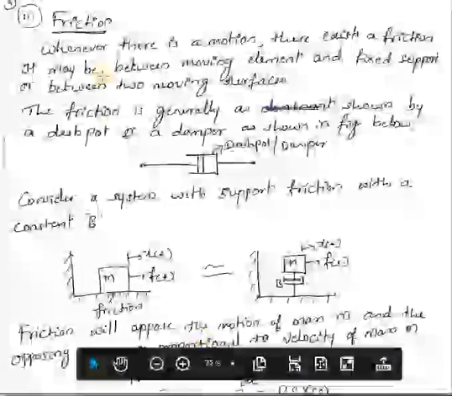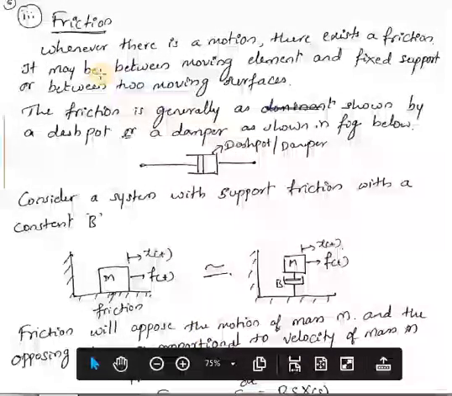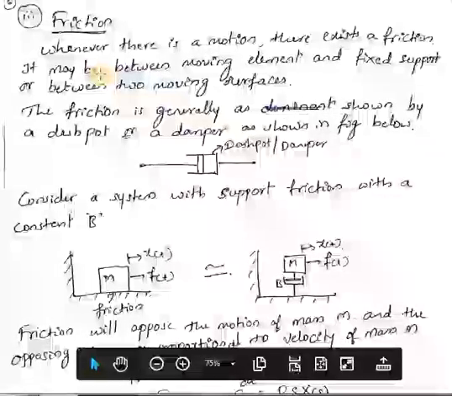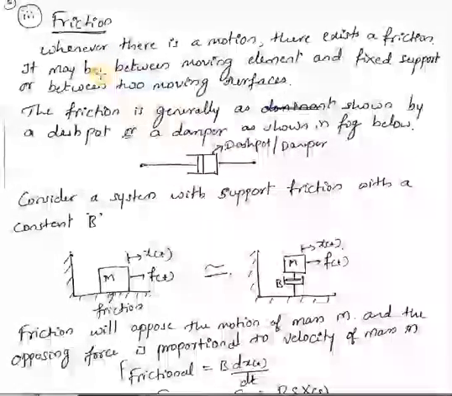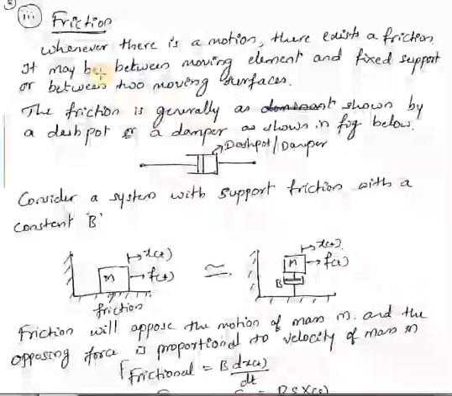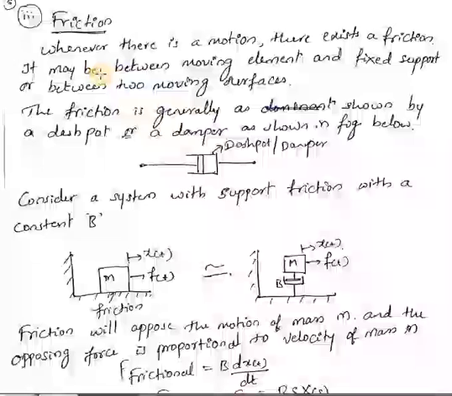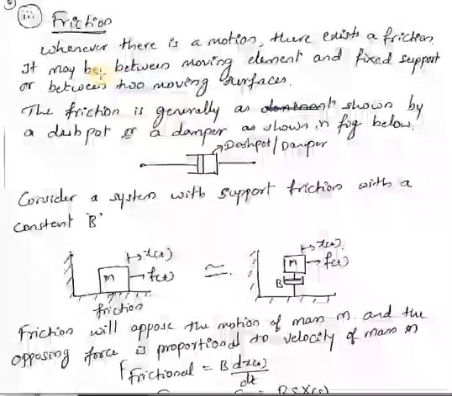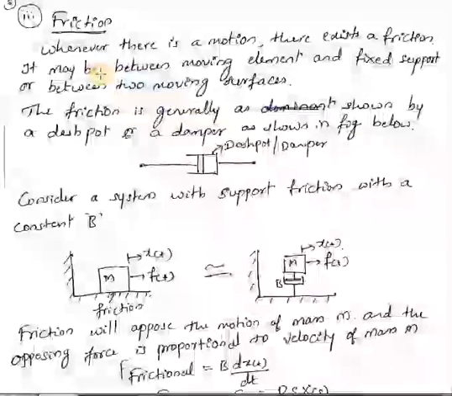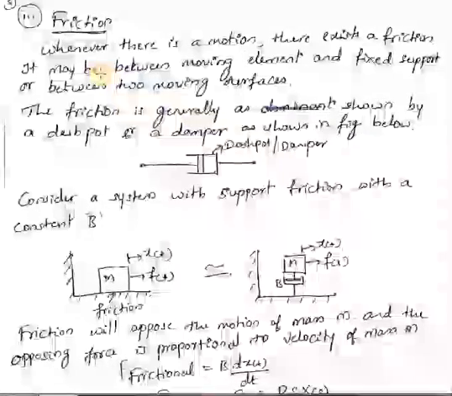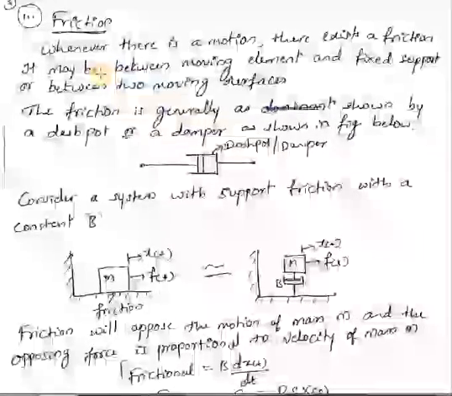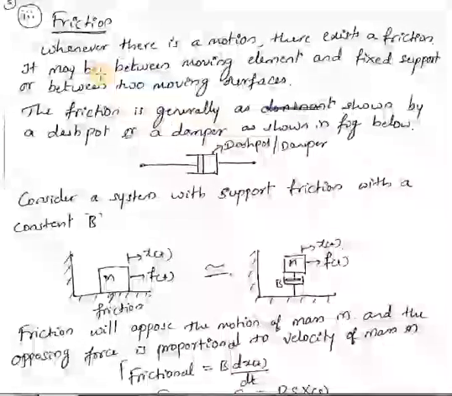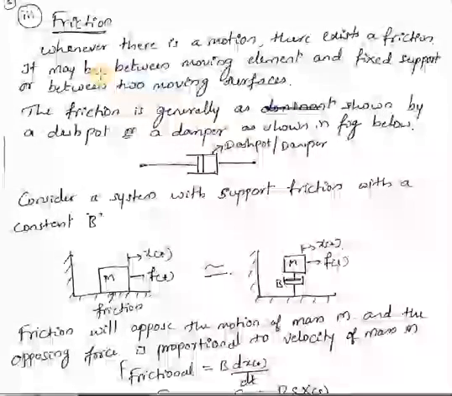Now moving to the third element, that is friction. Whenever there is a motion, we cannot avoid friction. In some cases, we assume that it has zero friction, or there is no friction. But in reality, there will be friction. So it may be between a moving element and a fixed support, or between two moving surfaces. The friction is generally shown by a dashpot or a damper in the mechanical system.